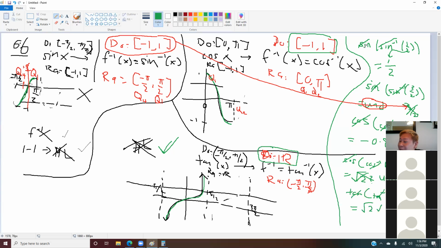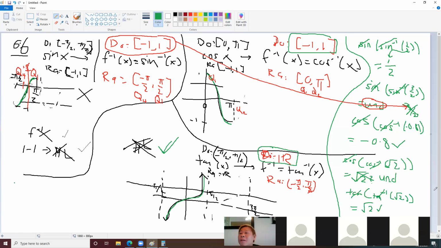And this is sine, and then this is the inverse sine. Now I'm going to switch them around. So you use the domain of the inverse if it's in the parentheses? Yes. Now I'm going to switch them around.